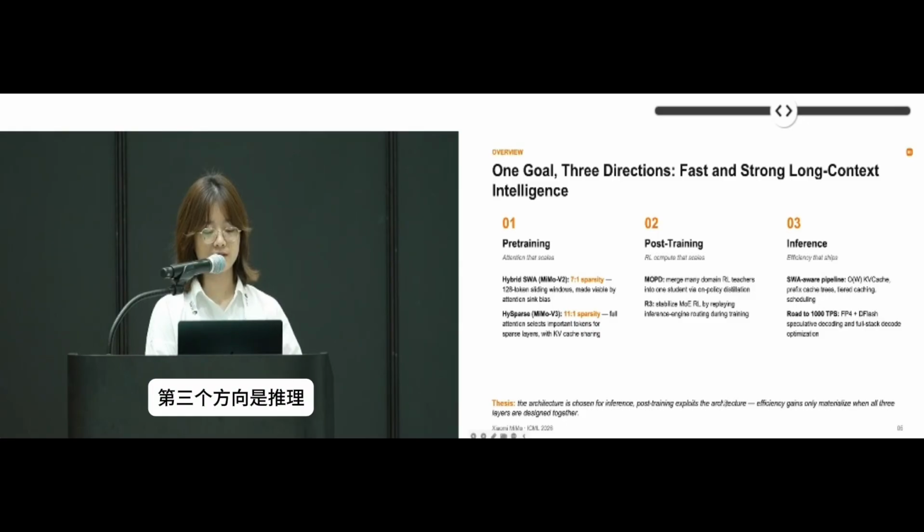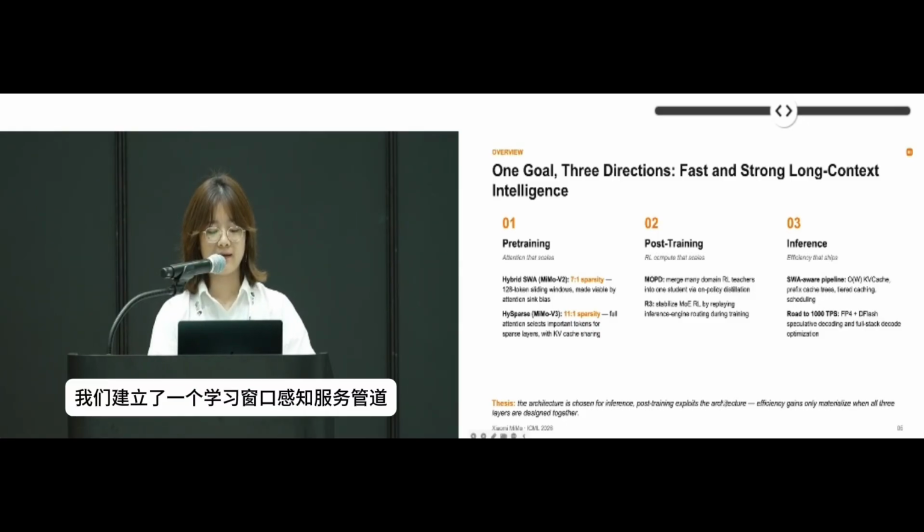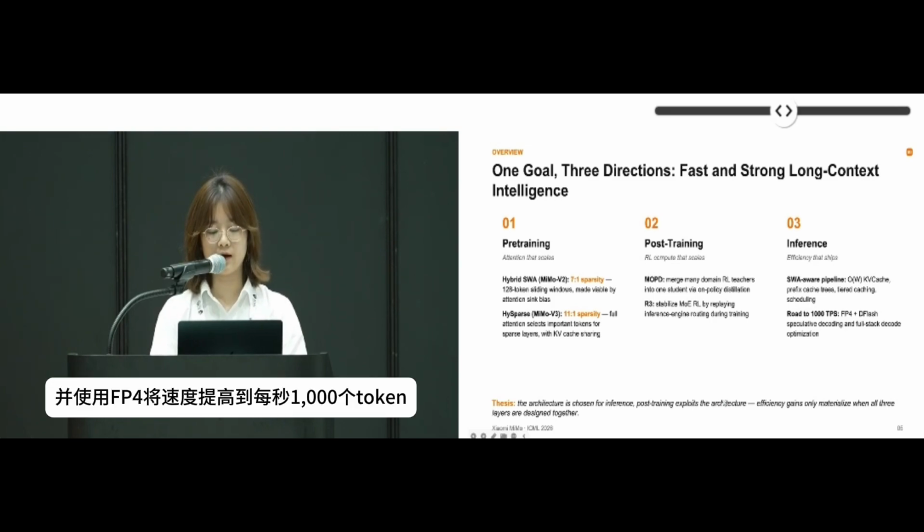The third direction is inference. We built a sliding window aware serving pipeline and pushed the speed to 1,000 tokens per second with FP4 and DFlash.